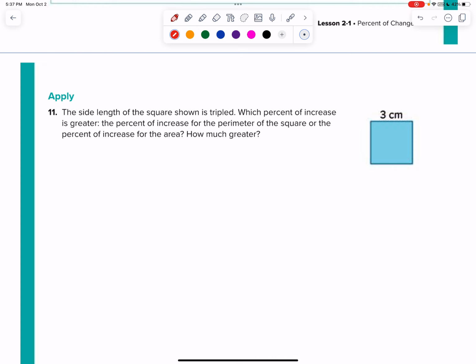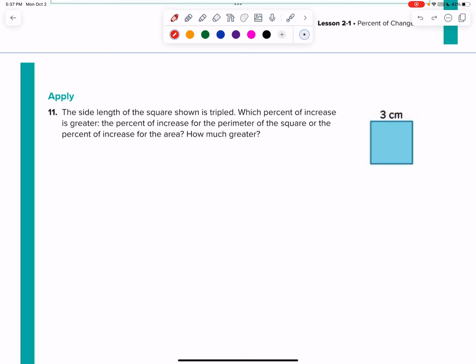So the side length of the square shown is tripled. Okay, so here's the side, and they're tripling it, so times 3. Which percent of increase is greater? The percent of increase for the perimeter or the percent of increase for the area? So I'll go ahead and do the perimeter one, and you can do the area one, and let's see what happens.